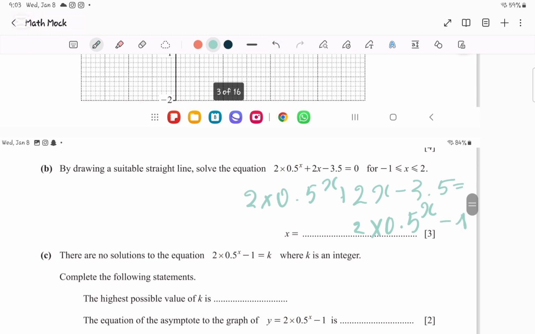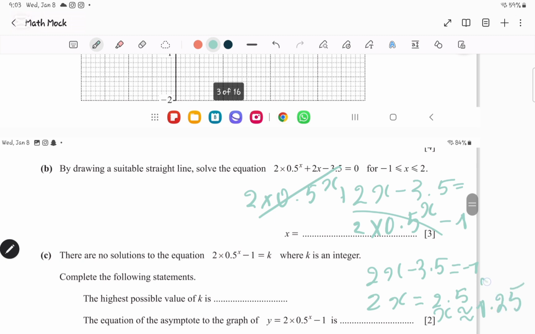All right, and then after that, we can cancel this, and we are left with 2x minus 3.5 is equal to minus 1. So 2x is equal to 2.5. X is approximately equal to 1.25. So rounded, it will be 1.3. It's preferably rounded, so the answer here is preferably 1.3.